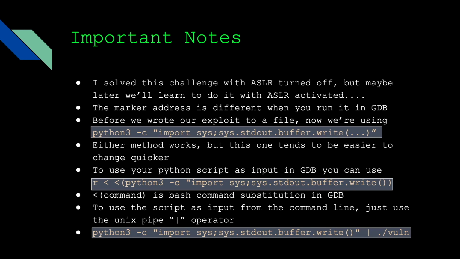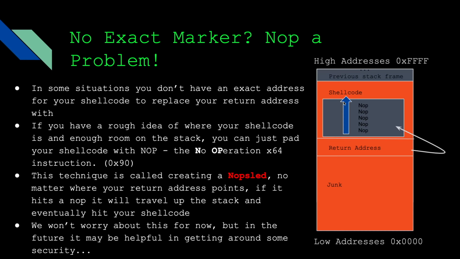I just wrote down some important notes for you guys. We did this with ASLR turned off, but I think this might be possible with it on. I might throw that at you guys later. But yeah, just food for thought. The marker address is different when you run in GDB, and I just wrote down the different ways of running this on the command line versus in GDB, and some stuff about the pipe if you don't know much about the Linux command line.